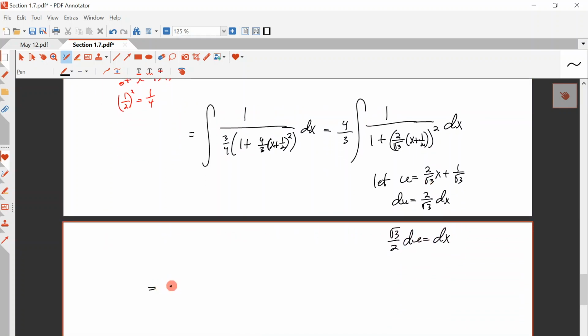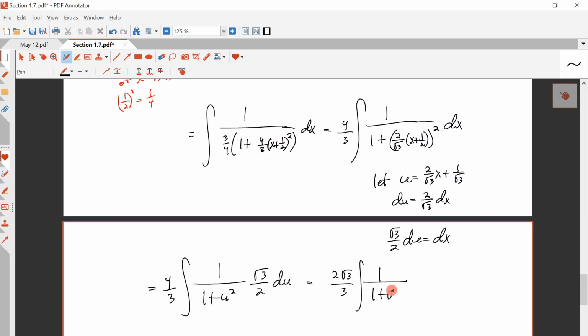So this is equal to 4/3 antiderivative 1 over 1 plus u squared, right? Root 3 over 2 du. Bring this out front, and this becomes, so the 4 and the 2 cancel, 2 root 3 over 3, antiderivative 1 over 1 plus u squared du.